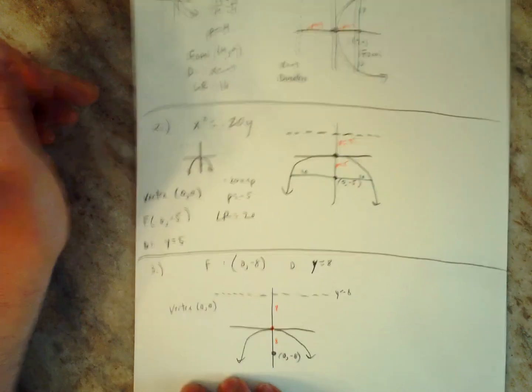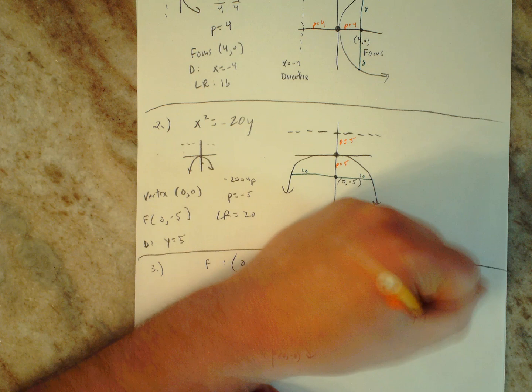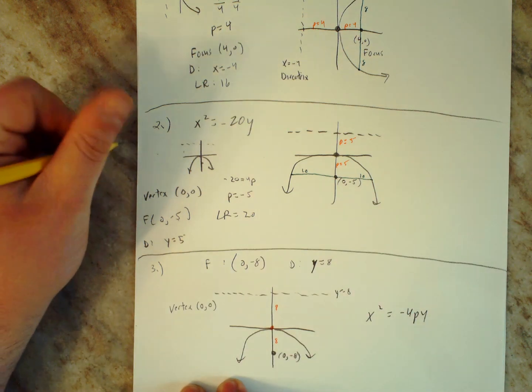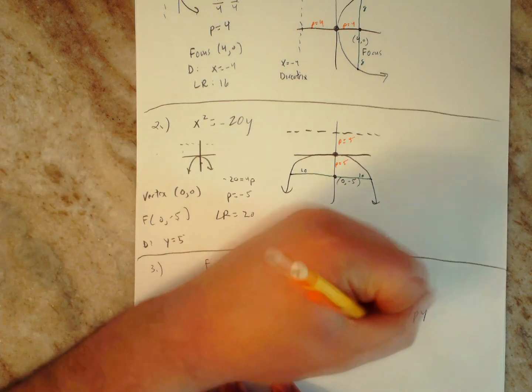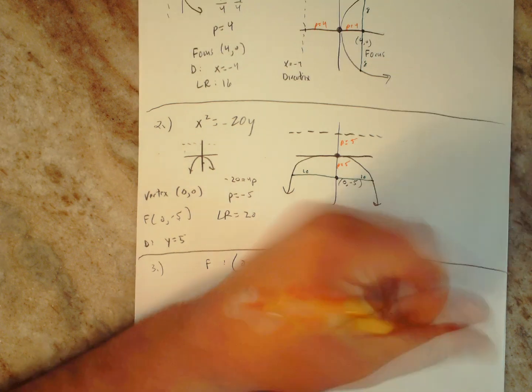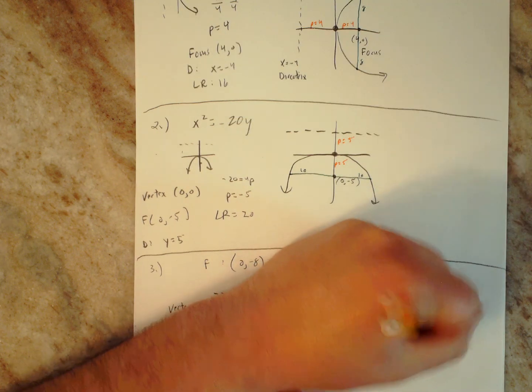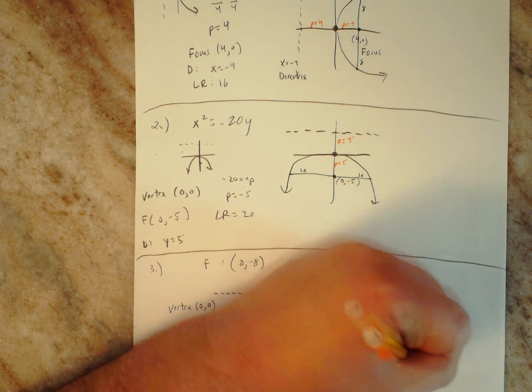And my parabola is going to look something like that. So since it looks like that, I know it's got to be x squared equals -4py. I just need to figure out what p is, and because I know it's 8 units here and here, it's going to be x squared equals -4 times 8y, which is x squared equals -32y.